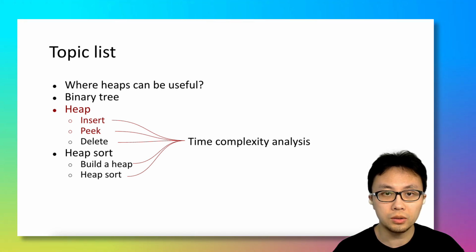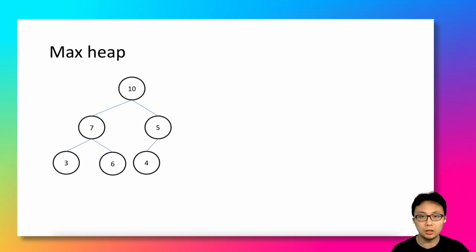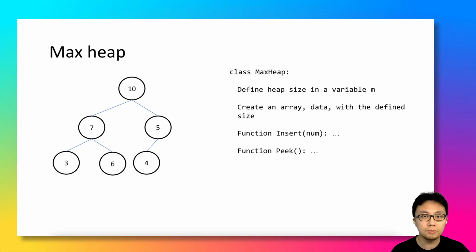Let's get started. To simplify our discussion, we will stick to max heaps, instead of switching between max and min heaps. In case you forget, in a max heap, the value of a parent node is always bigger than its children. Before we get to the basic operations of heaps, we need to do some preparations first to set up the implementation. We will prepare a class to represent the max heap.